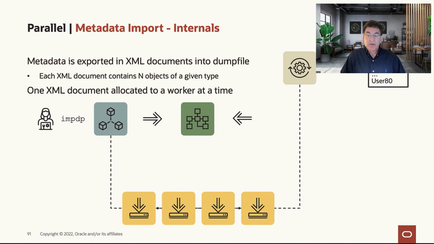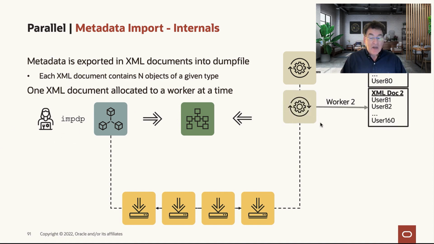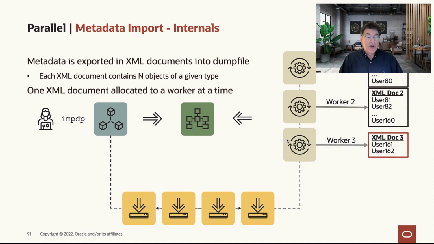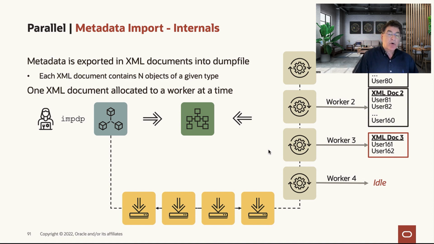Metadata is exported in XML documents to the dump files. Each XML document contains a certain number of objects of a given type. One XML document is allocated to a worker at a time. So for example, if there are 162 user objects to import, there are going to be 2 workers that each get to import 80 users per XML document. And then one worker is going to import the last 2 users, while other workers may actually remain idle. Now this works for conventional dump file imports as well as transportable tablespace imports since release 21c. The restart works the same as always, and the status command will show multiple workers on the metadata.